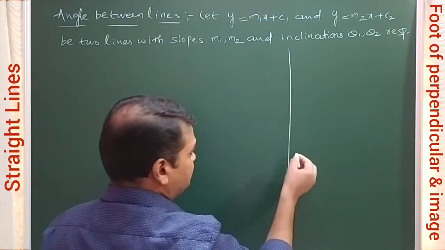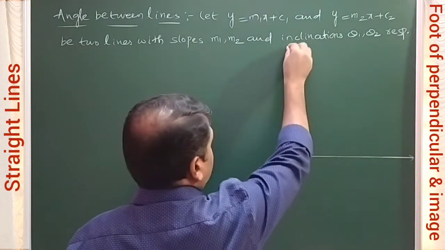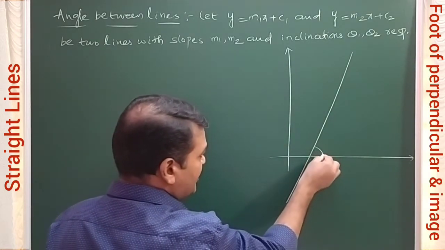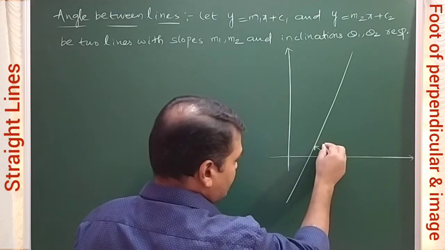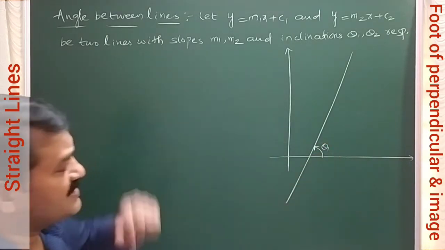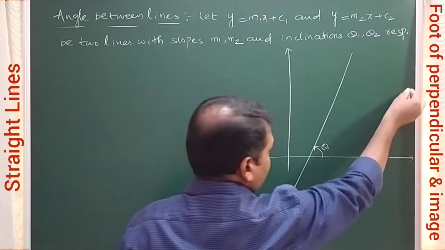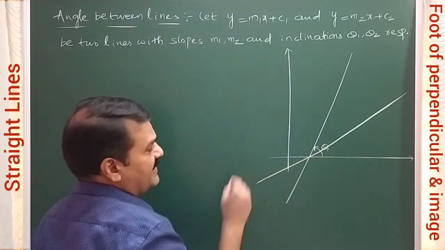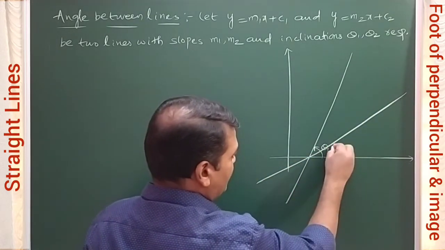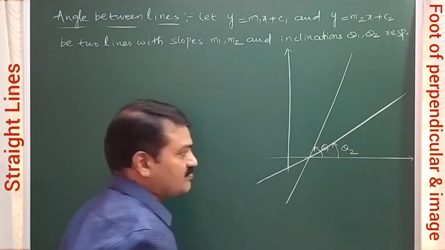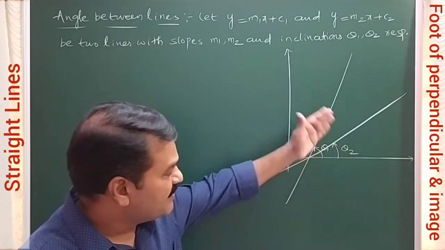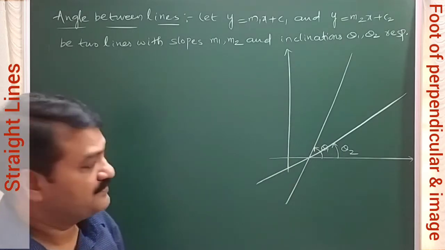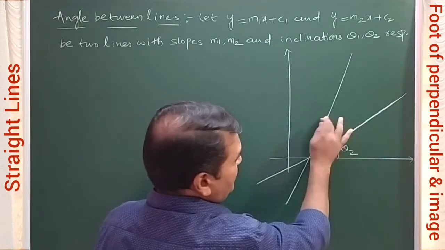For example, let us consider a line with inclination theta 1. So this is the first line, and I will take the second line like this, and the inclination of the second line is theta 2. So these are the inclinations, that means angle with respect to the positive x-axis measured in anti-clockwise direction. Then what is the angle between these two lines?